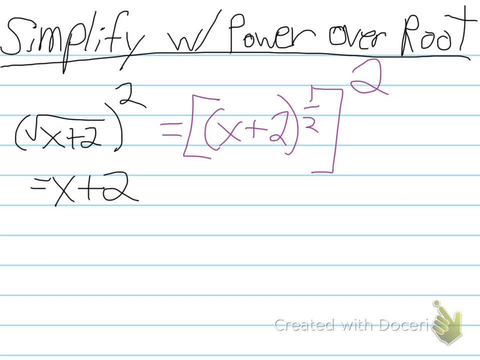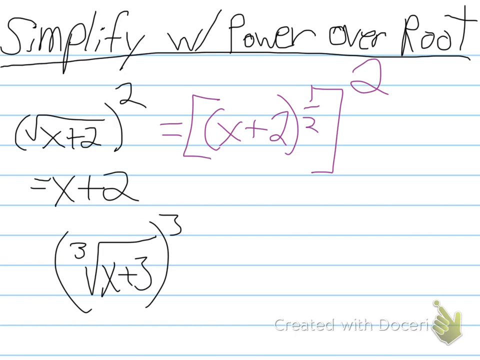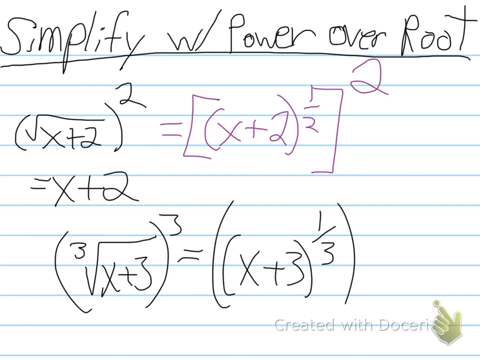All right. The same principle would apply if this were a third root raised to a third power. It'd be the exact same thing. In this case, we would write it as x plus 3 to a third power raised to a third power. Once again, these two numbers multiplied together equal 1, and that is what gives us the final answer of x plus 3.